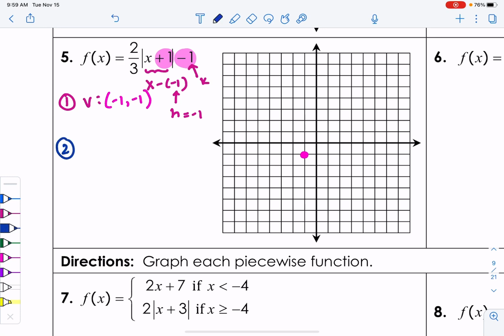Step number 2, we need to know what the slope is. The slope is going to be found by that a value, which in this case is what is right in front. Our slope is going to be 2/3.